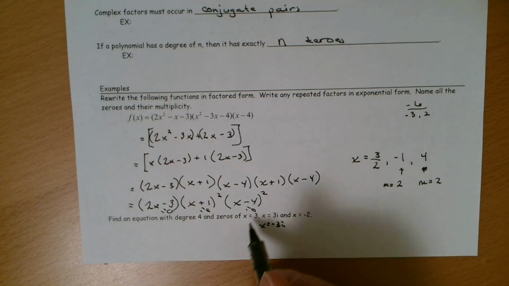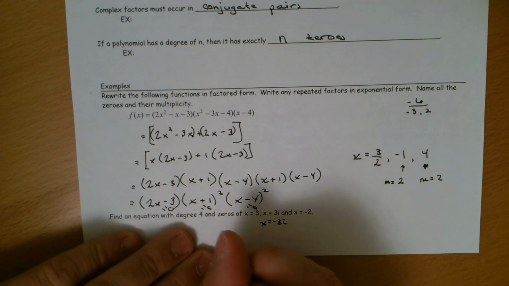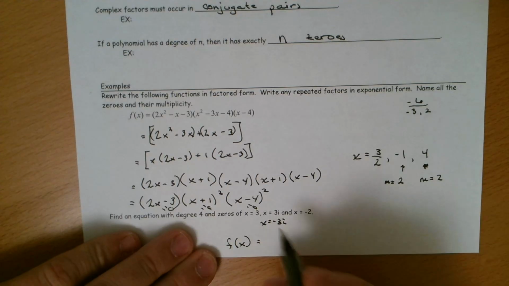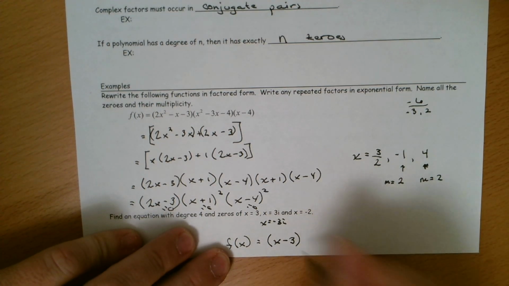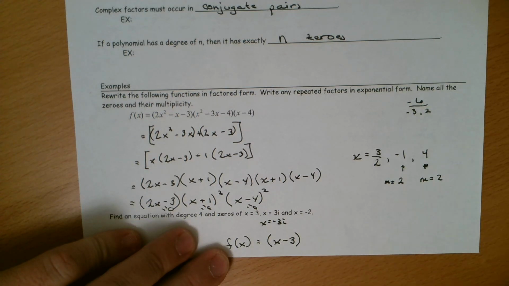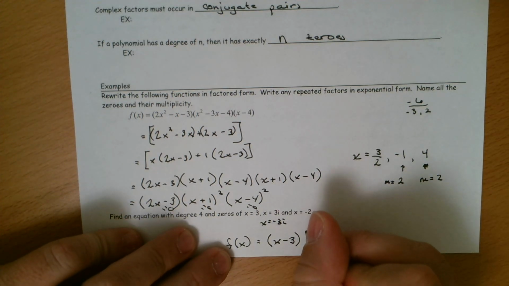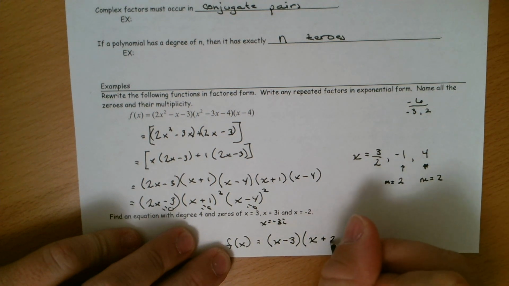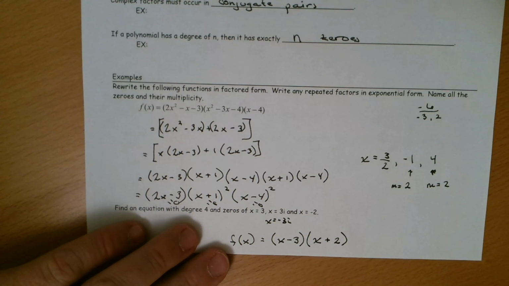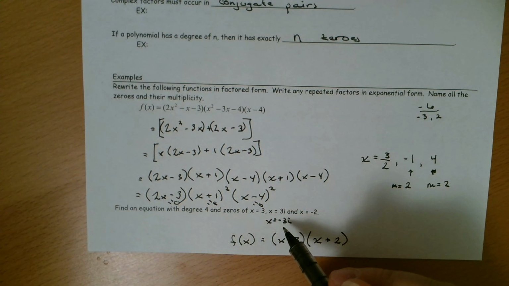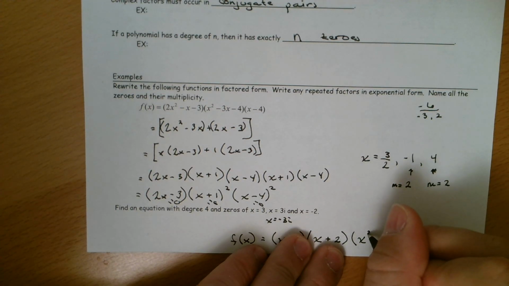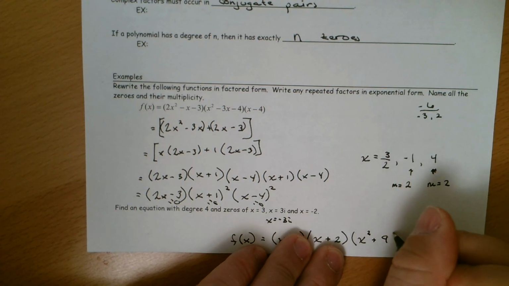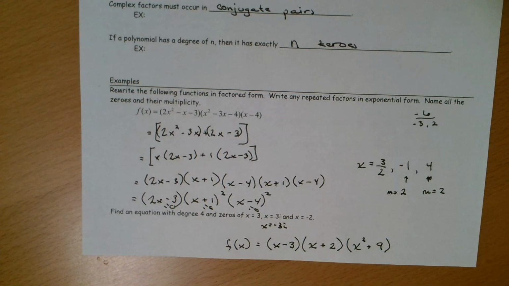So let's go through and use our zeros to make the polynomial. If 3 is a zero, that means x minus 3 is a factor. I'm going to go ahead and jump to negative 2. If negative 2 is a zero, then x plus 2 is a factor. Now, if 3i and negative 3i are zeros, that means that we took the square root of negative 9, which means that the zero product property leads us to x squared plus 9 being a factor.